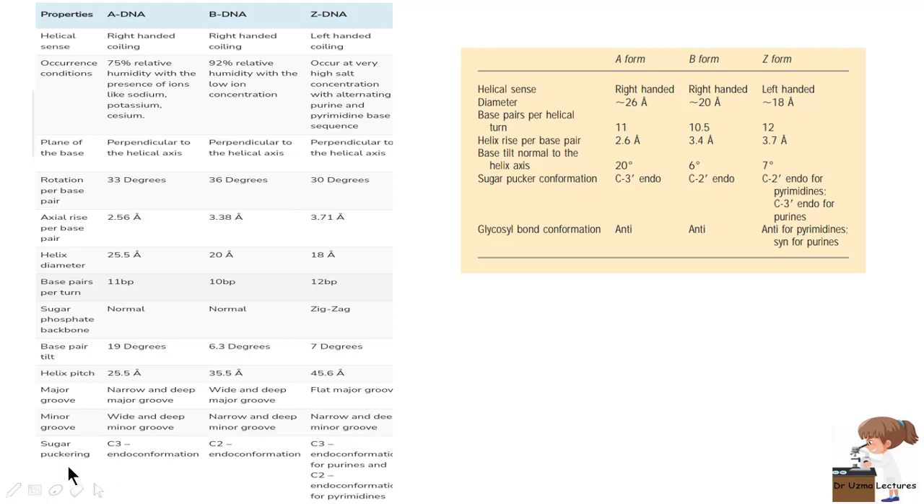Sugar puckering: A-DNA has a C3 endo conformation, B-DNA has a C2 endo conformation, but the Z-DNA has a C3 endo conformation for purine and C2 endo conformation for pyrimidine. One point is missing, that it also has a glycosyl bond conformation. The A form has an anti form, the B form has an anti, but the Z-DNA has an anti for the pyrimidine and syn for the purine.